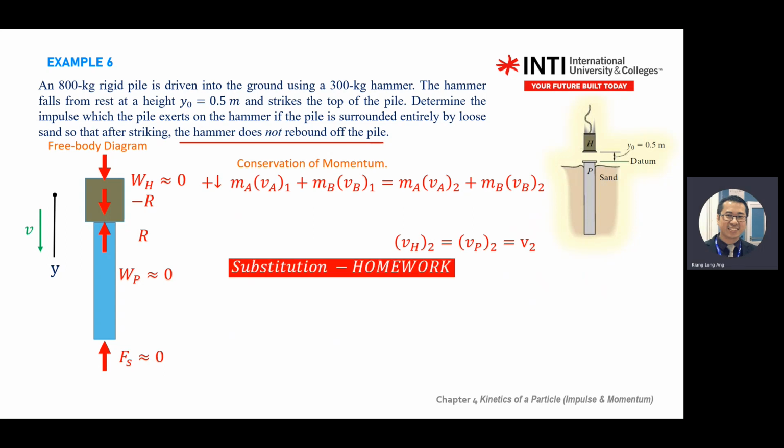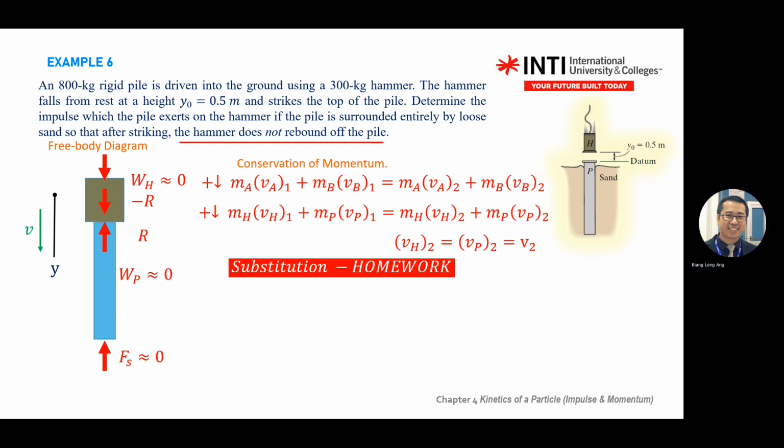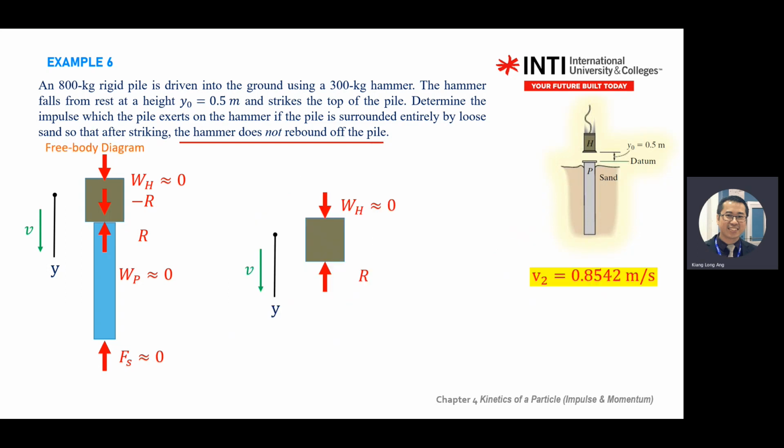So in this case, you substitute by changing the A and B just now into hammer and pile, or you can just label the hammer as A, velocity as B. Then the velocity of 2 will be the same, because the hammer does not rebound off the pile. So after it hits, we assume that both move at the same speed during piling. So you substitute, you find the velocity 2.